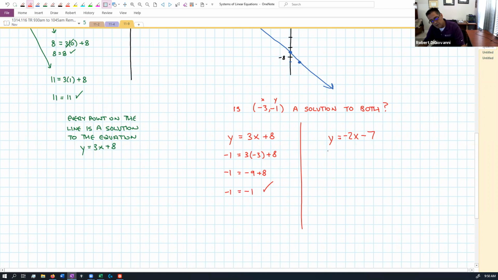So now what I'm going to do is replace the y with -1, then have -2 times -3, right? Because I'm replacing x with -3, minus 7. So -1 equals -2 times -3, which is +6, and then I take away 7. And if you take 6 and subtract 7, you get -1. So yes, it checks. Okay.